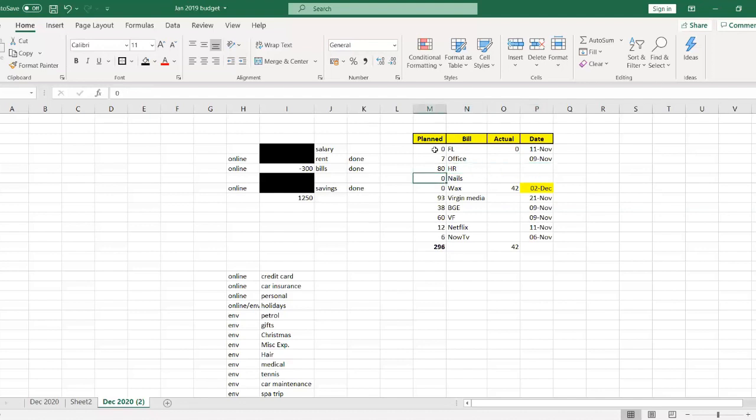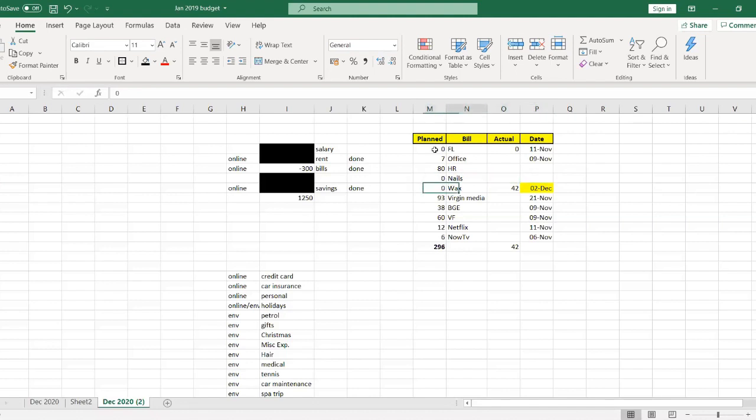Next up is nails, and nails is actually down as 0 because last month in November I did budget for a nail appointment, but I didn't spend it because the beauty salons were all closed because Ireland, where I live, was back in national lockdown. So the planned amount is 0. The actual will be 35 if I book in, but that will come out of my cash from last month that I didn't spend. I haven't booked in an appointment yet, so I don't have a date to put here.